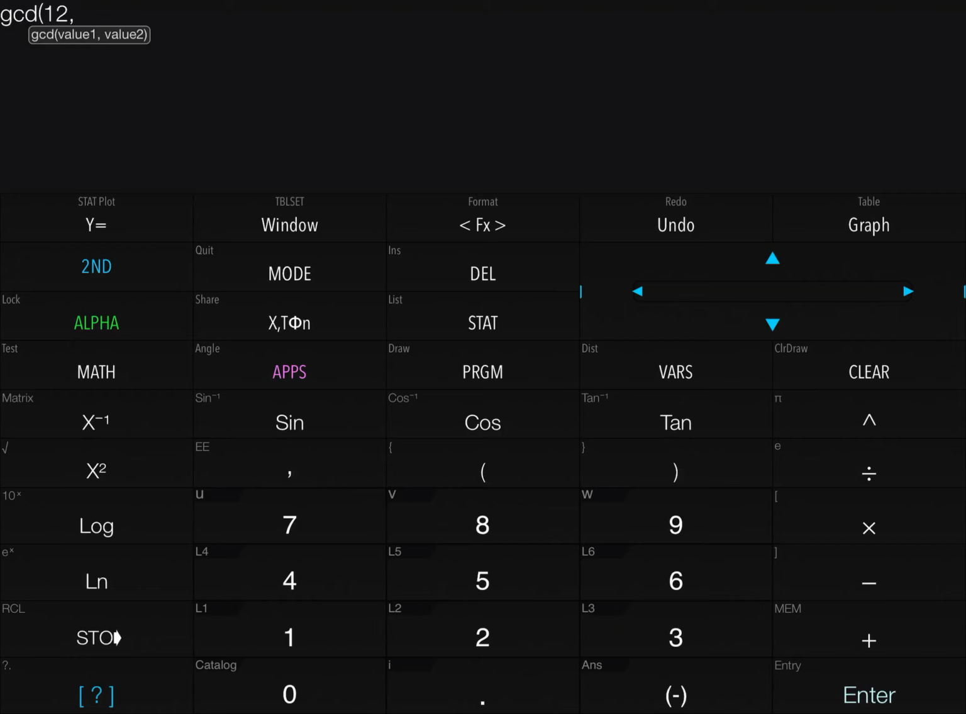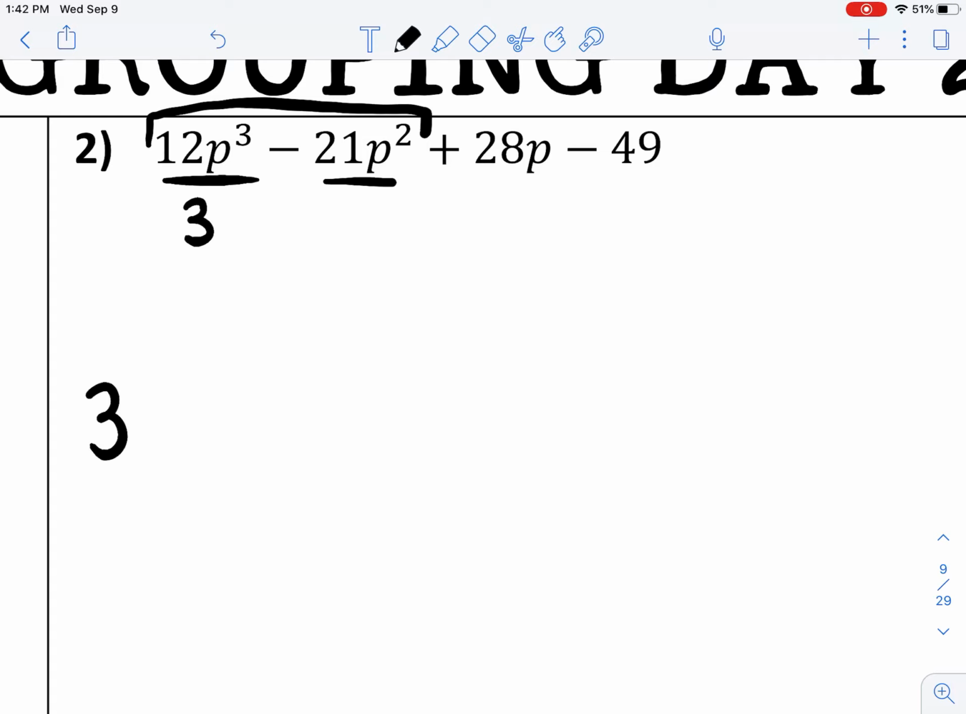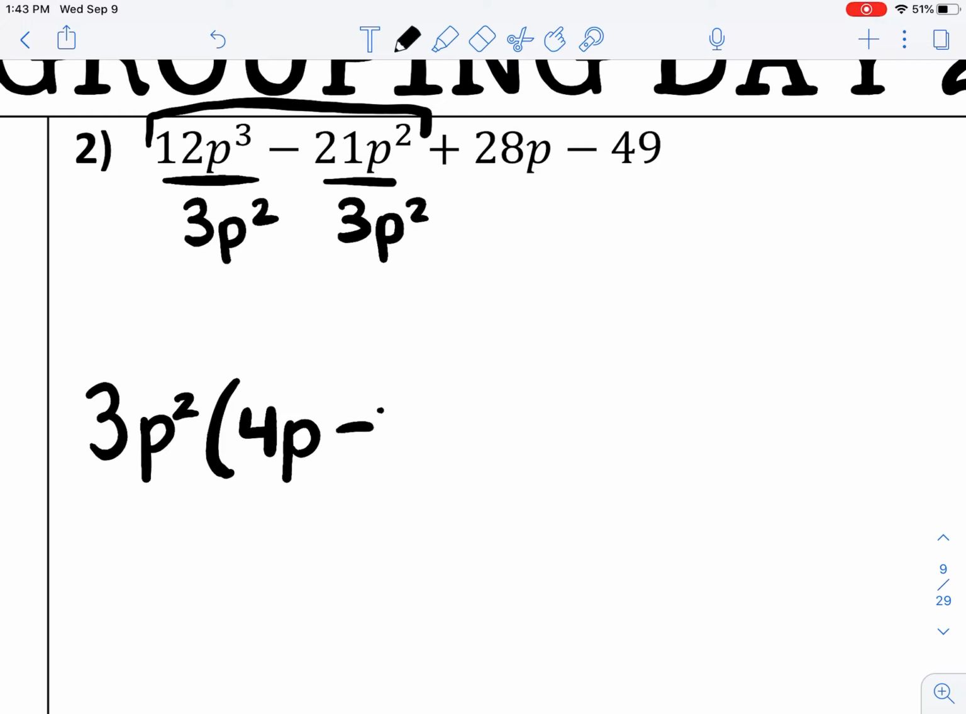Just make sure you're typing your numbers as positive numbers. Because if you put a negative in, it's going to say it's invalid. So 12, comma 21. Hit enter and it says 3. So my GCF of those 2 numbers is 3. And then again, pick your smaller exponent, so that would be p squared. So I'm dividing by 3p squared and I'm getting 4p minus 7.